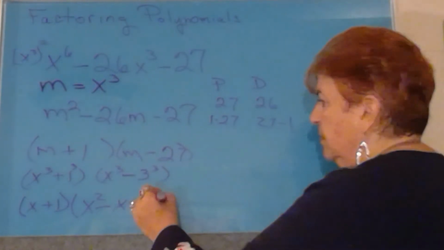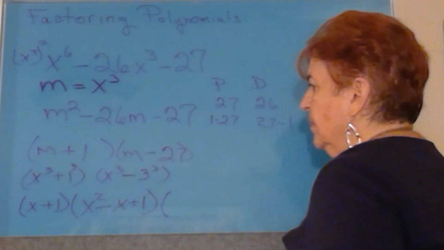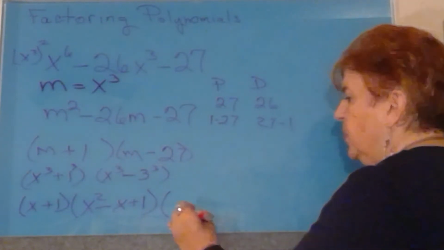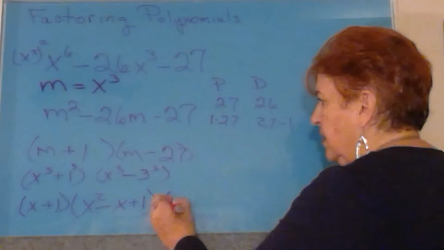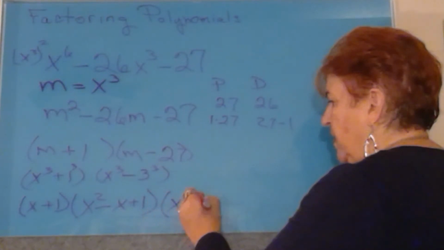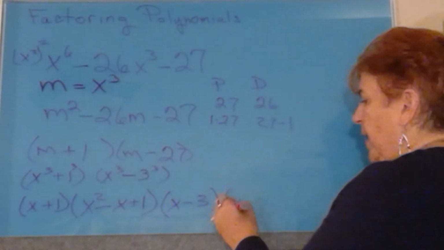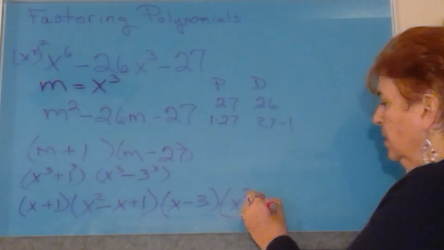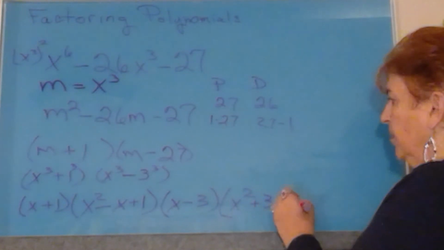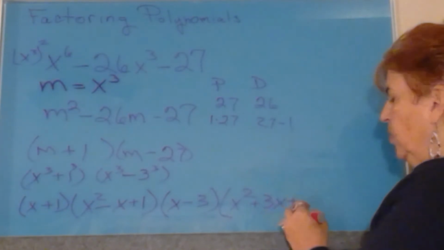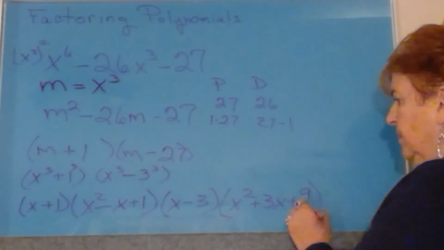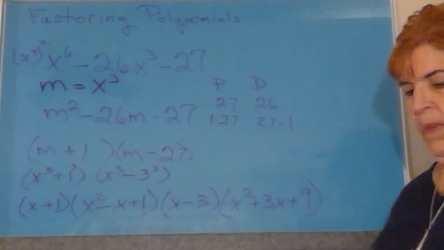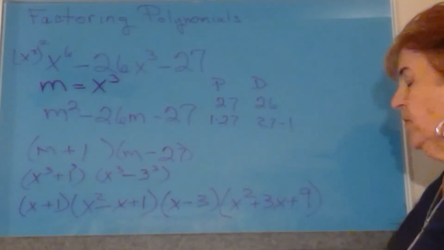In the next one, again, my a is x and my b is 3, so I have x, same sign as minus 3, times x squared, change the sign, that gives you plus 3x, plus, and b squared is going to give you 9. And that is the final solution.